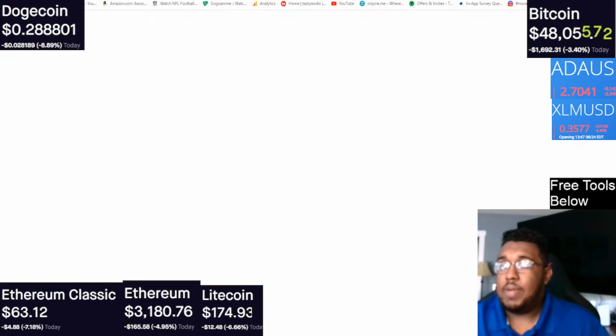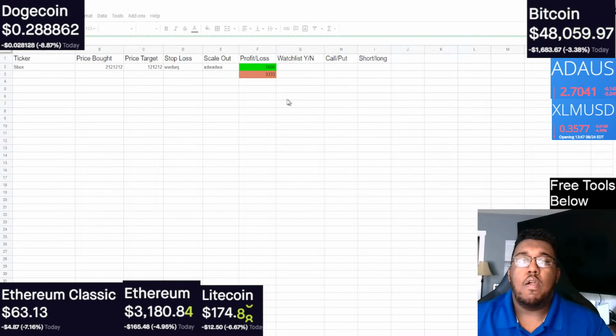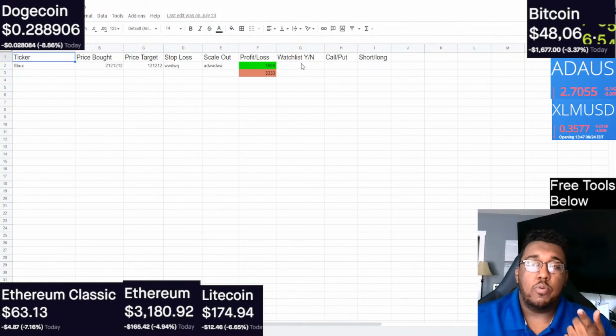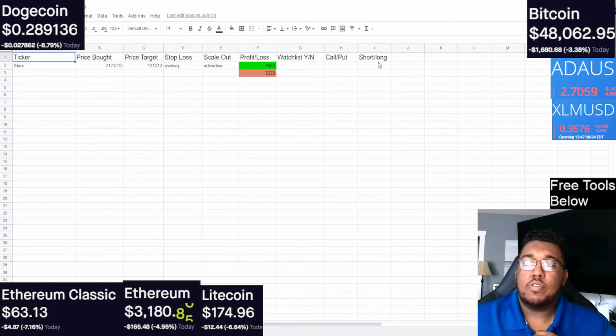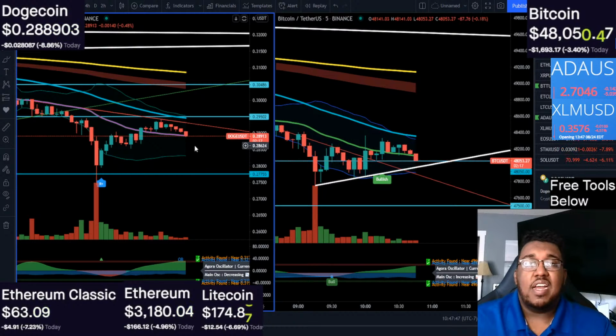An example of what that might look like is here. Now, this is something I do for options. This is just an example I gave you guys a while ago. But you should have the ticker on a Google Sheets, the price you want to buy at, the price target, your stop loss, your scale out prices, your profit loss after the trade. It was on your watch list. Was it a call or put if you do options? And was it a short or a long if you were shorting or longing the price, right? You're going to be saying long probably because you're not shorting crypto. But you want to have all this ready to go before you make the trade. That way you don't have to wonder, should I sell or should I not sell, right?